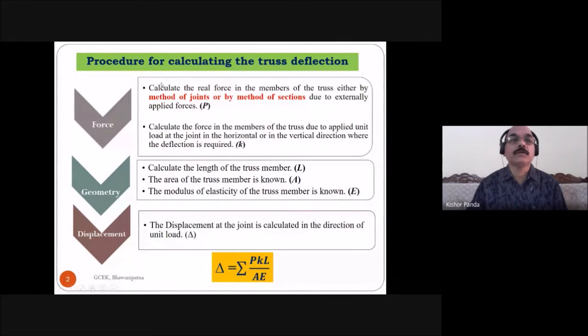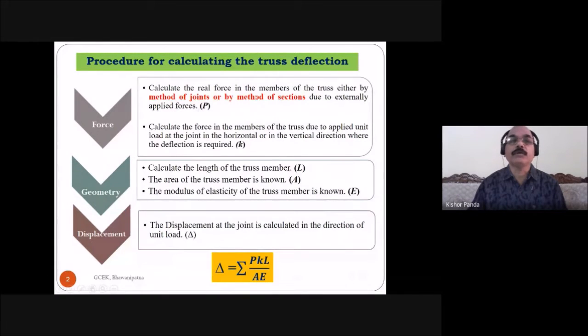These are the procedures for calculating the truss deflection. So these are the steps you have to remember. Already we have discussed them in the last class. First you have to find out the forces in the members due to the applied load and due to the unit load. Then you have to find out the geometry, that is the length of the truss member, and the area of the truss member. Then you have to know the modulus of elasticity from the problem. Then you have to find out the displacement of the joint in the direction of unit load. So you know these steps.